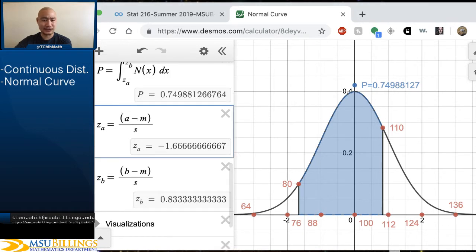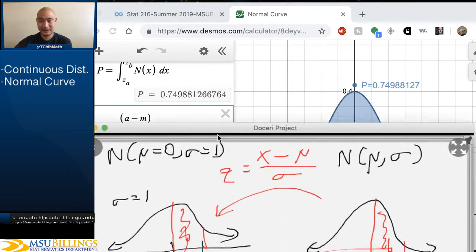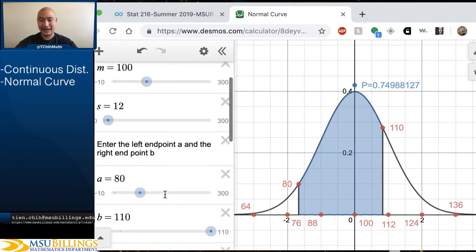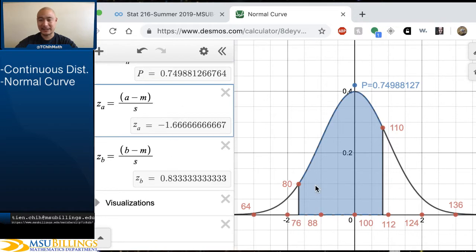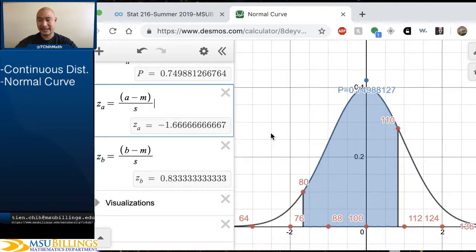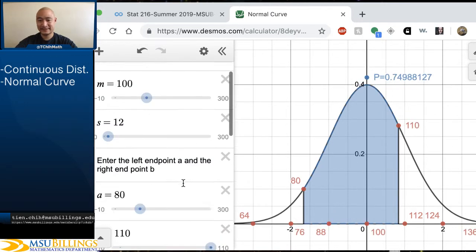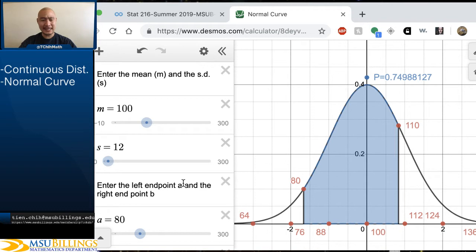Actually, you can see the computation right there, right? It's the respective A and B values minus the mean over the standard deviation. That's exactly what this is here, right? So what this calculator does is it takes your A and B values, it finds the corresponding z-scores, and then it computes that area on the standard normal curve and displays it. All right, so I think that'll be it for this video.